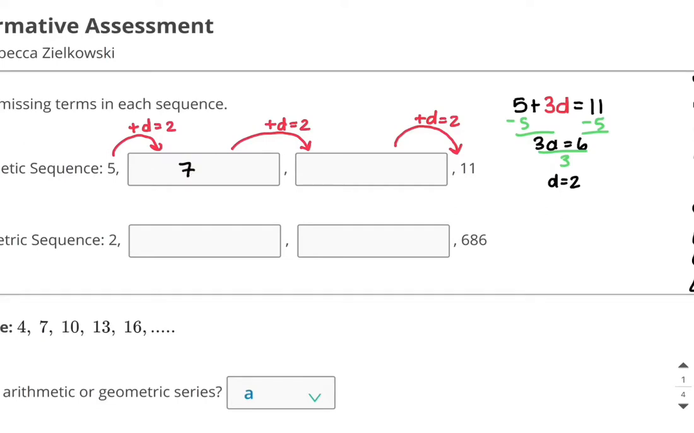5 plus 2 gives me 7. 7 plus 2 gives me 9. 9 plus 2 should give me 11, and it does.